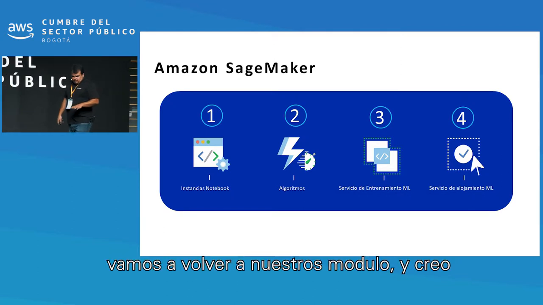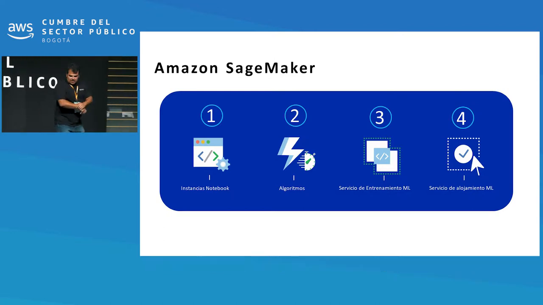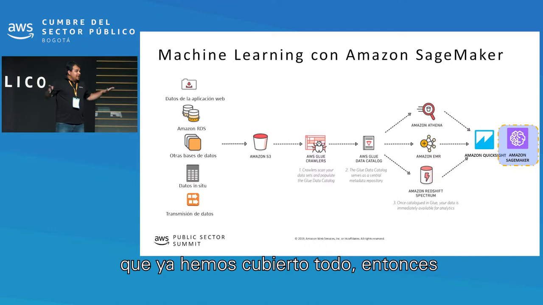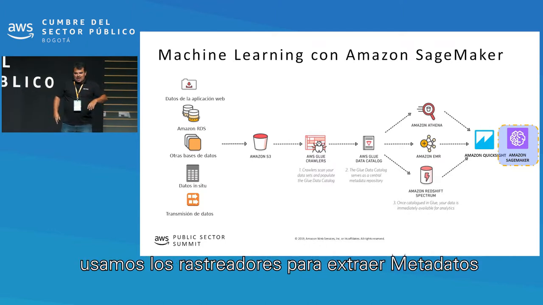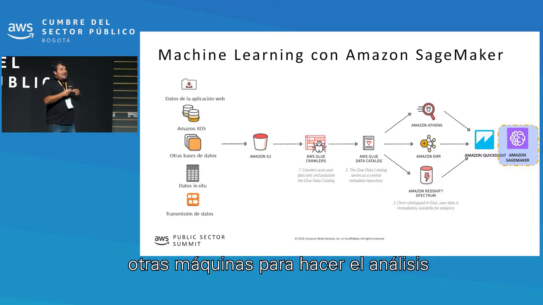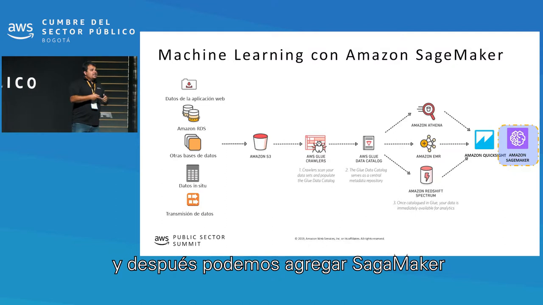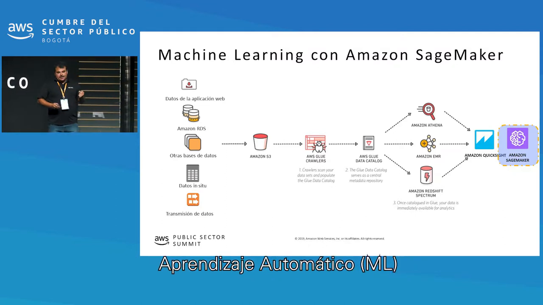So going back to our model, I think we covered it all. We ingested data into S3, we used the crawlers to extract metadata, we applied Athena, EMR, and other engines to run analytics. And then we can add SageMaker or any other tool in order to extract machine learning insights.